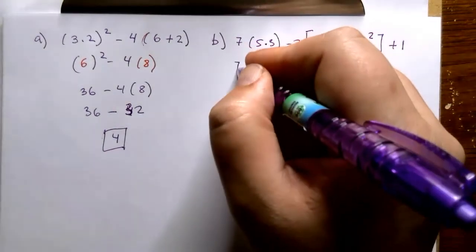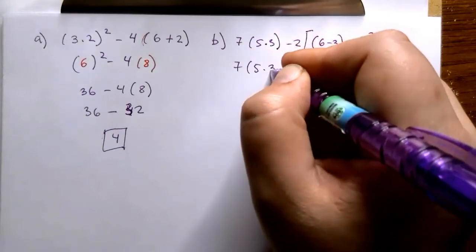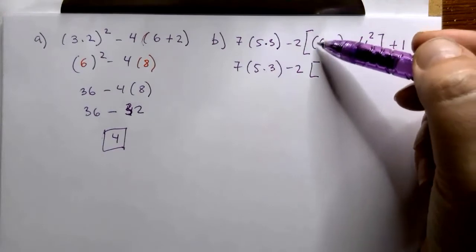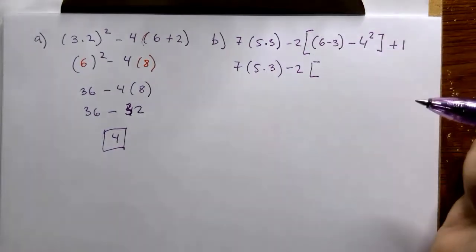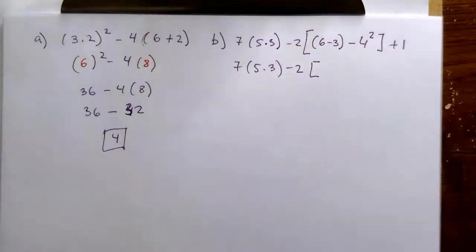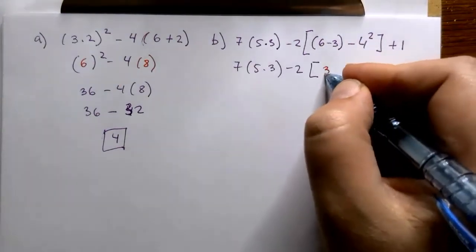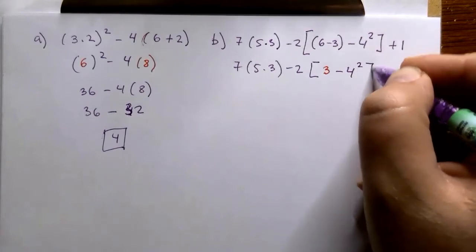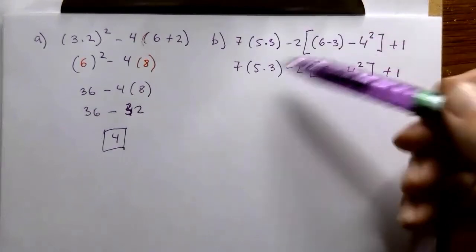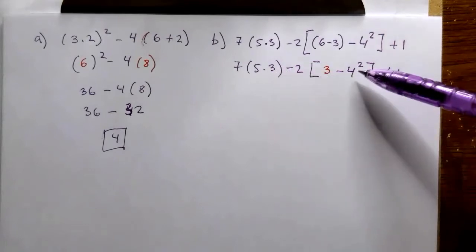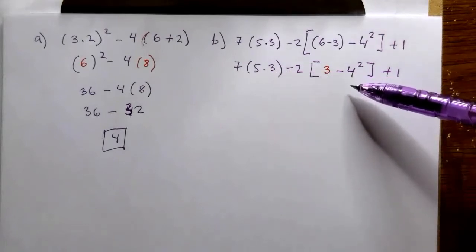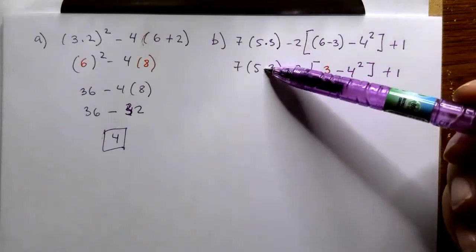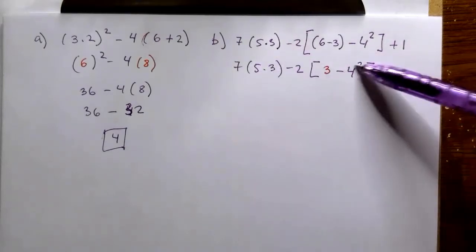So for now, I'm just going to copy everything else and start working on the innermost parenthesis, which is 6 minus 3, and that's a 3. I'm just going to copy -4 squared plus 1. Okay, so there are no parentheses inside parentheses anymore, so I can carry out the operations inside the parentheses here and here.